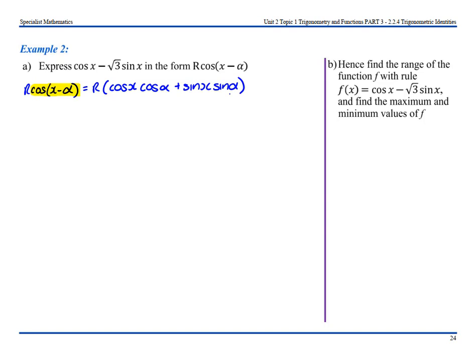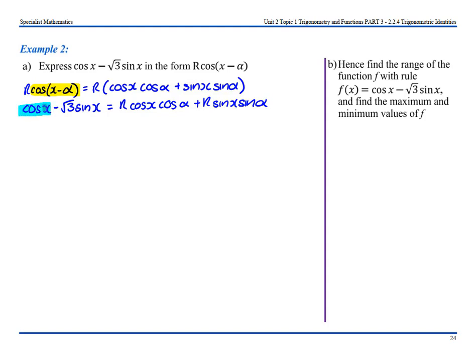Okay, now we want to express cos of x minus the square root of 3 sine of x in this form. So expand out your brackets. You've got r cos x cos alpha plus r sine x sine alpha. So this is a recipe that you need to learn.